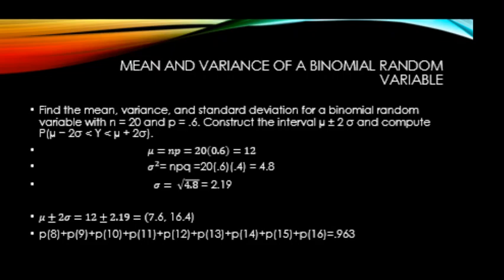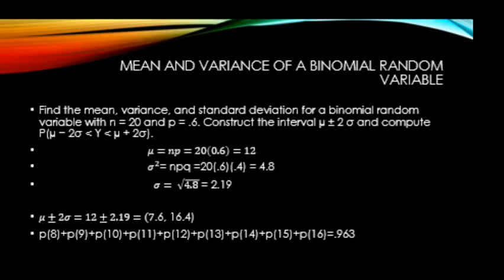Here are a couple of examples using the binomial random variable. The first example: we need to find the mean, variance, and standard deviation for a binomial random variable where n is 20 and p is 0.6. We also want to construct the interval mu plus or minus 2 sigma and compute the probability within that interval.